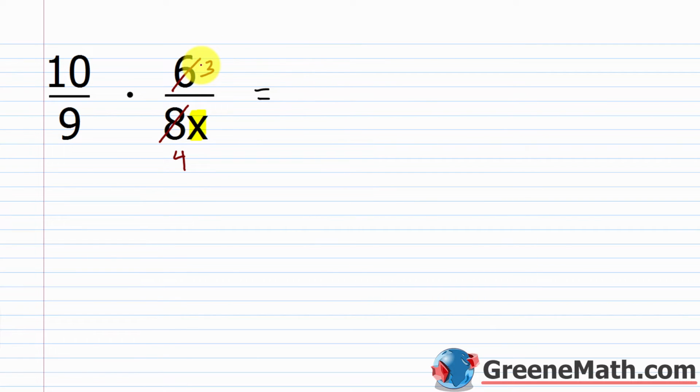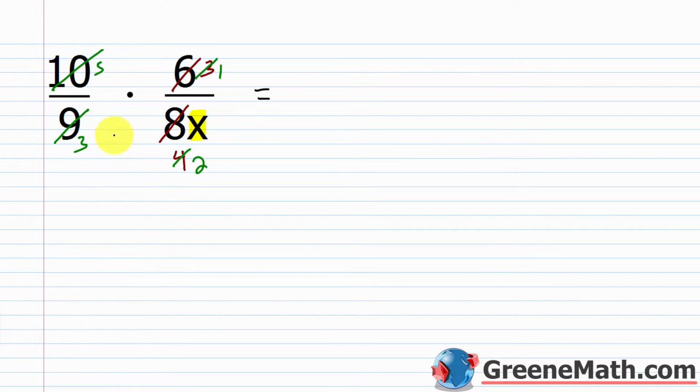Now, I can do more canceling because I can cross-cancel between this 9 and this 3. So if I divide this by 3, I get 3. If I divide this by 3, I get 1. Then I can do some more cross-canceling because 10 is divisible by 2, and so is 4. 10 divided by 2 is 5. 4 divided by 2 is 2.